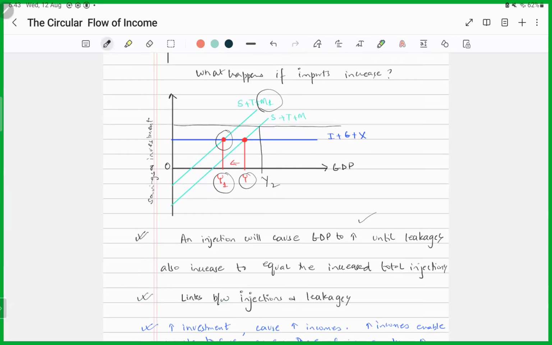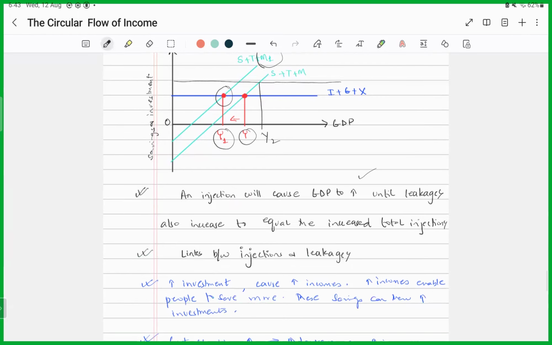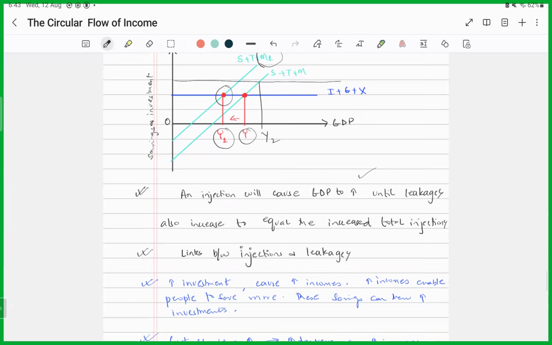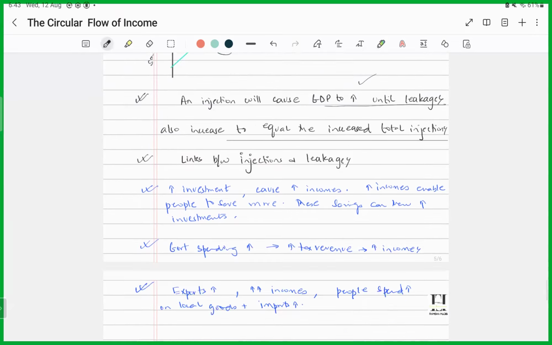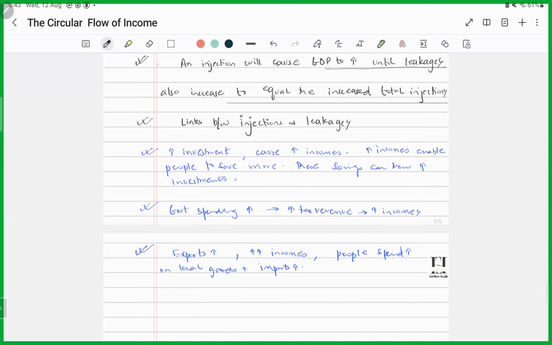Now, the question which arises is to what extent would this keep on happening? So, you see, an injection will cause GDP to increase. This would continue until the leakages also increase to equal the increased total injection. So, this continues until it balances it off. So, how can you relate the injections and the leakages? You see, if there is an increase in investment, what happens? How can you relate the two?